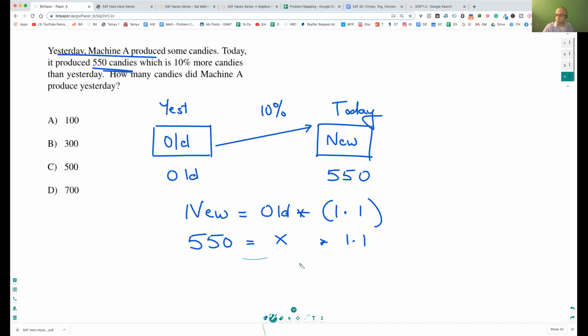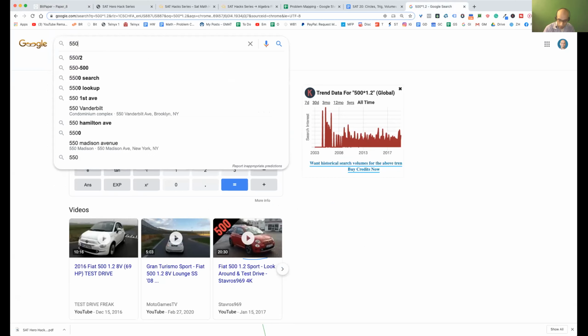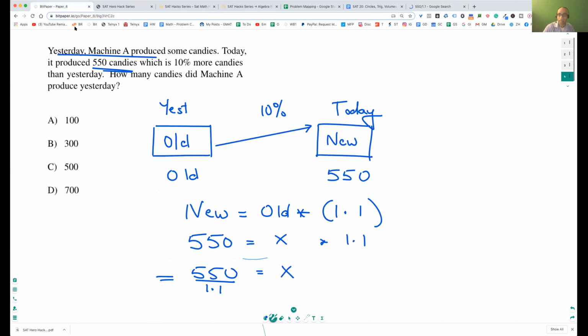So be careful. X is equal to 550 divided by 1.1, right? And so that answer, 550 divided by 1.1, is equal to just 500, right? So be careful how these problems are placed right in front of you.